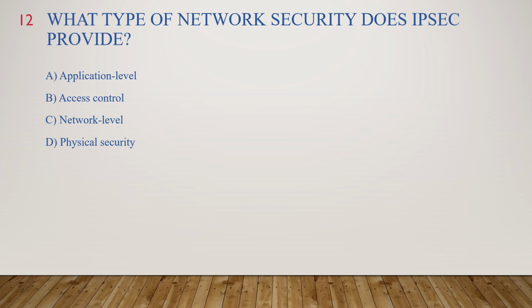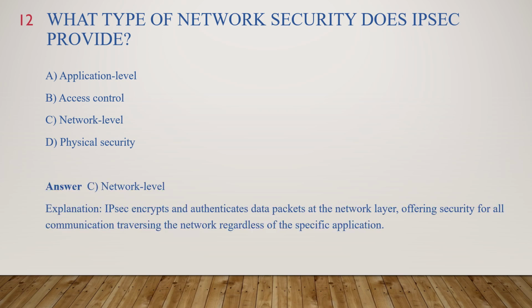Question number 12. What type of network security does IPsec provide? A. Application level. B. Access control. C. Network level. D. Physical security. The type of network security that IPsec provides is C. Network level. Here's why the other options are incorrect.